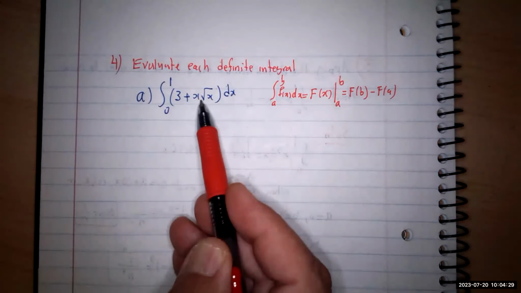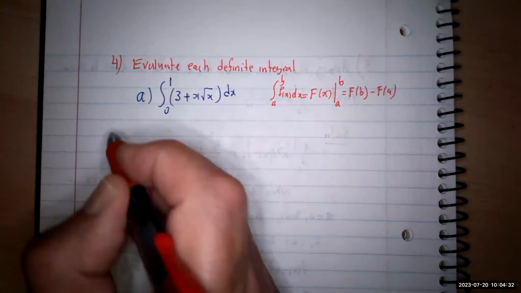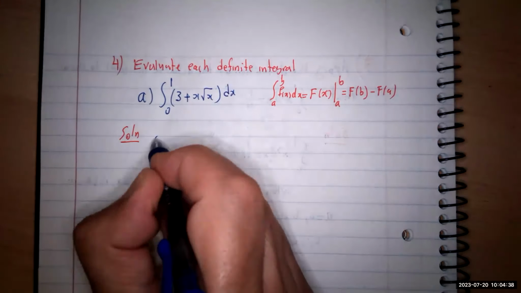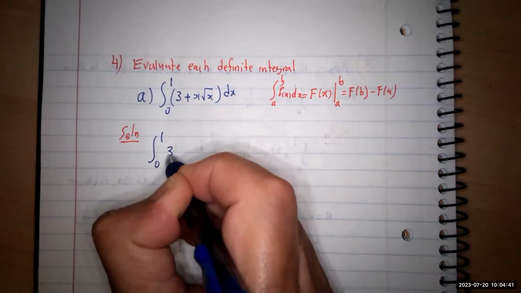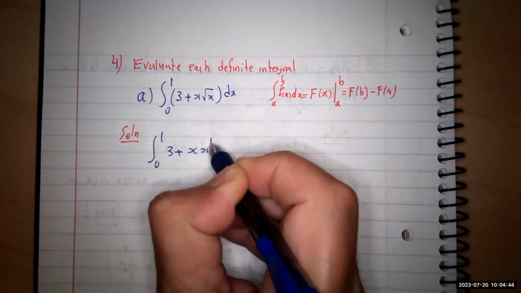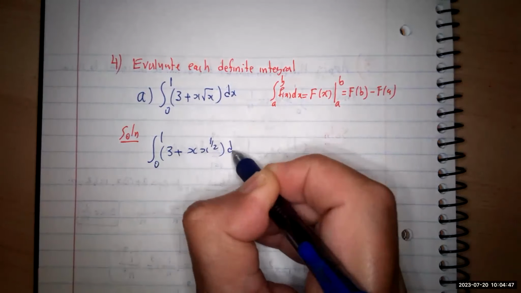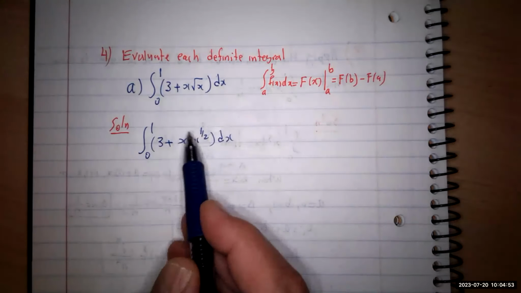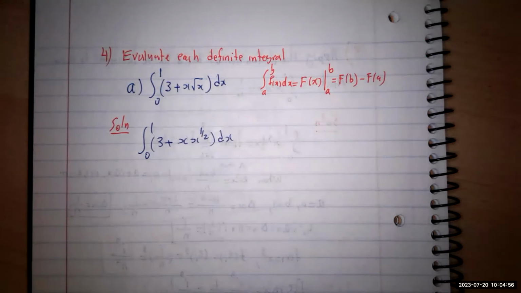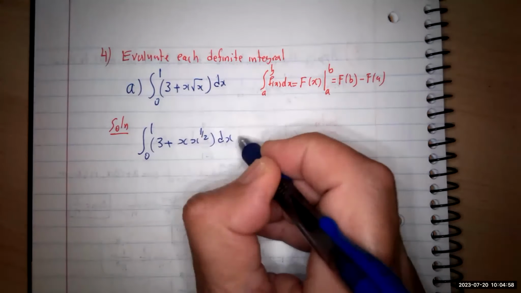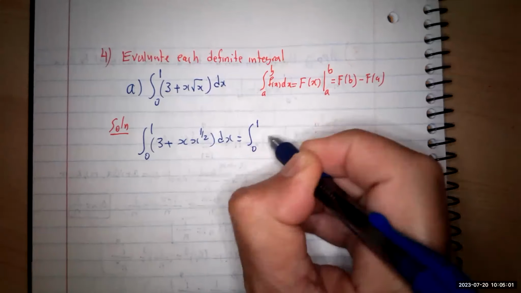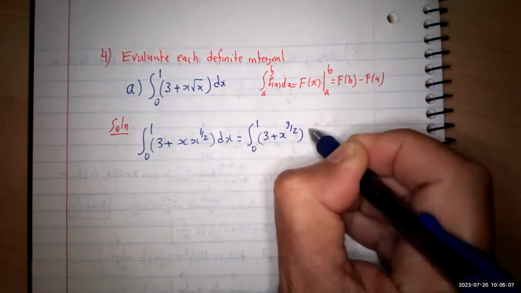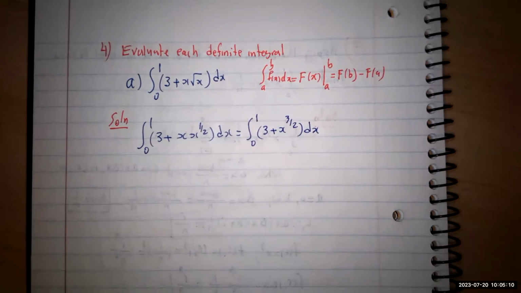To integrate it, we need to change this radical first. Okay, so the solution, we rewrite it. It's going to be the integral from 0 to 1 of 3 plus x times x to the half dx. x times x to the half is going to be 1 plus 1/2, which is going to be 3/2. Okay, so it's going to be equal to the integral from 0 to 1 of 3 plus x to the 3/2 dx. That's it. Integrate.